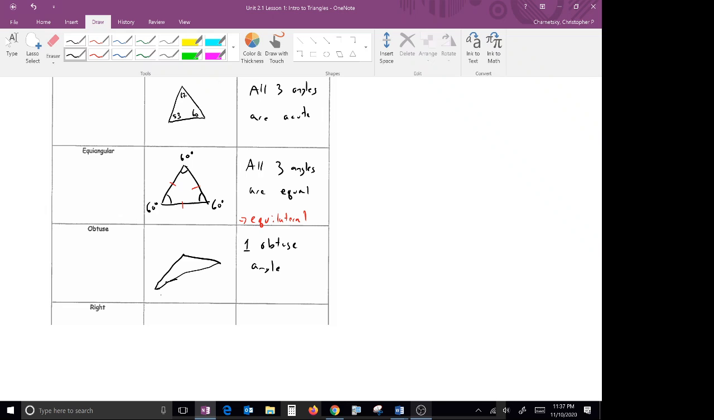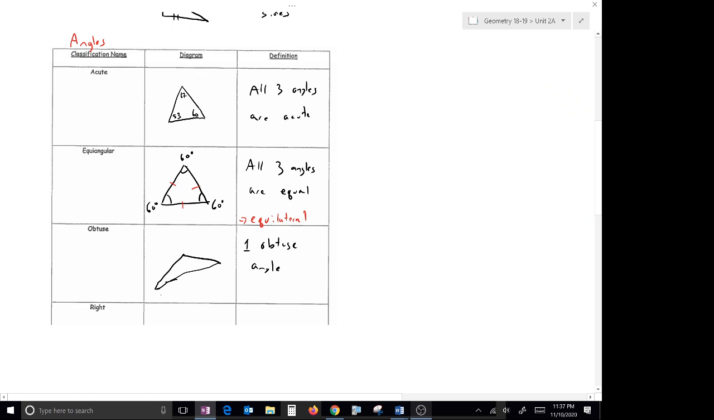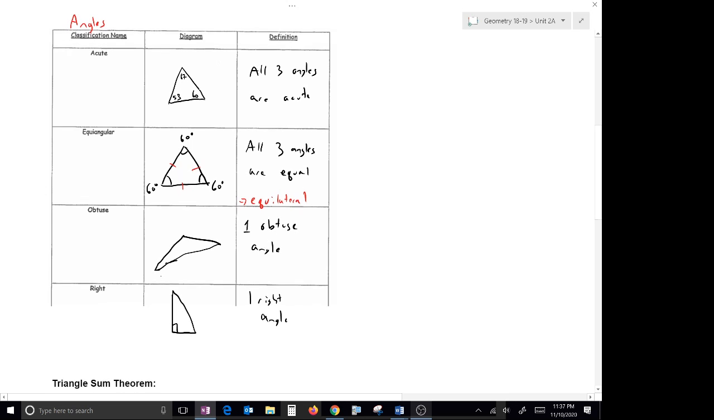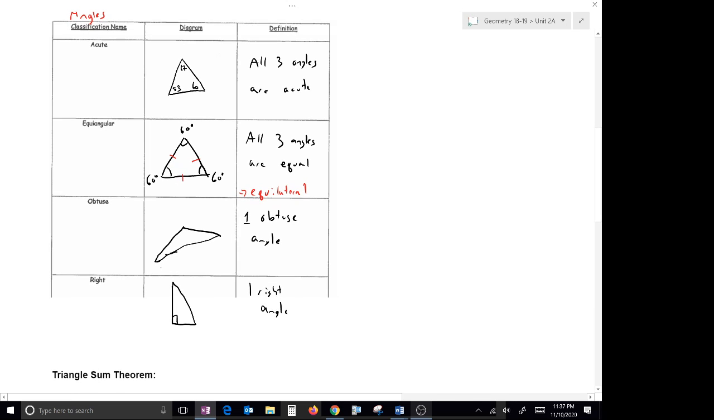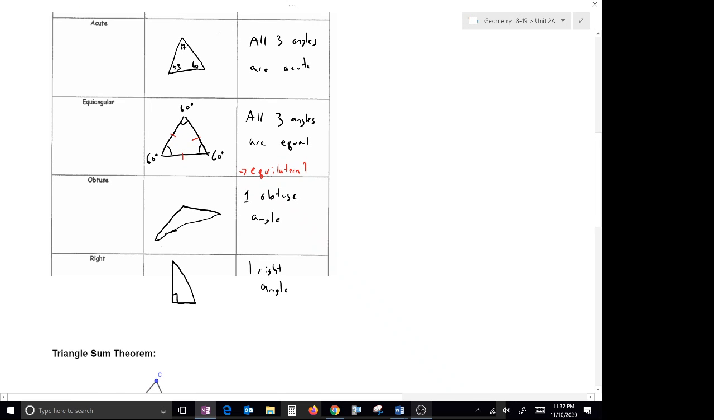And then right triangle, we're pretty familiar with what a right triangle is. We've been working with those a lot. One right angle. And these are the triangles we've been using the Pythagorean theorem on. There's two properties we're going to talk about.